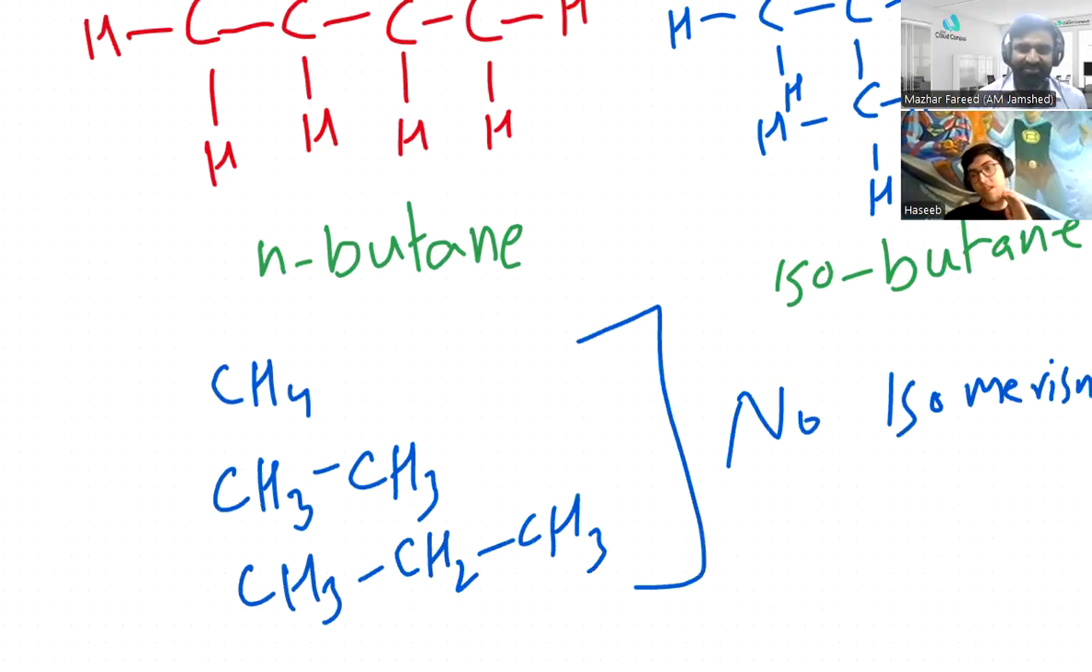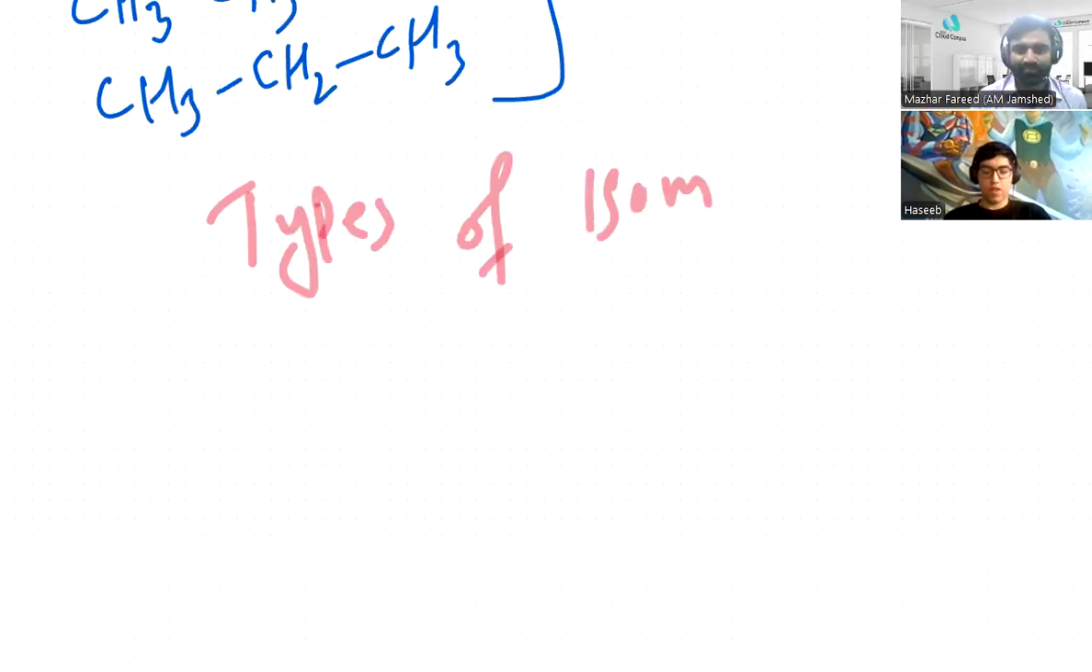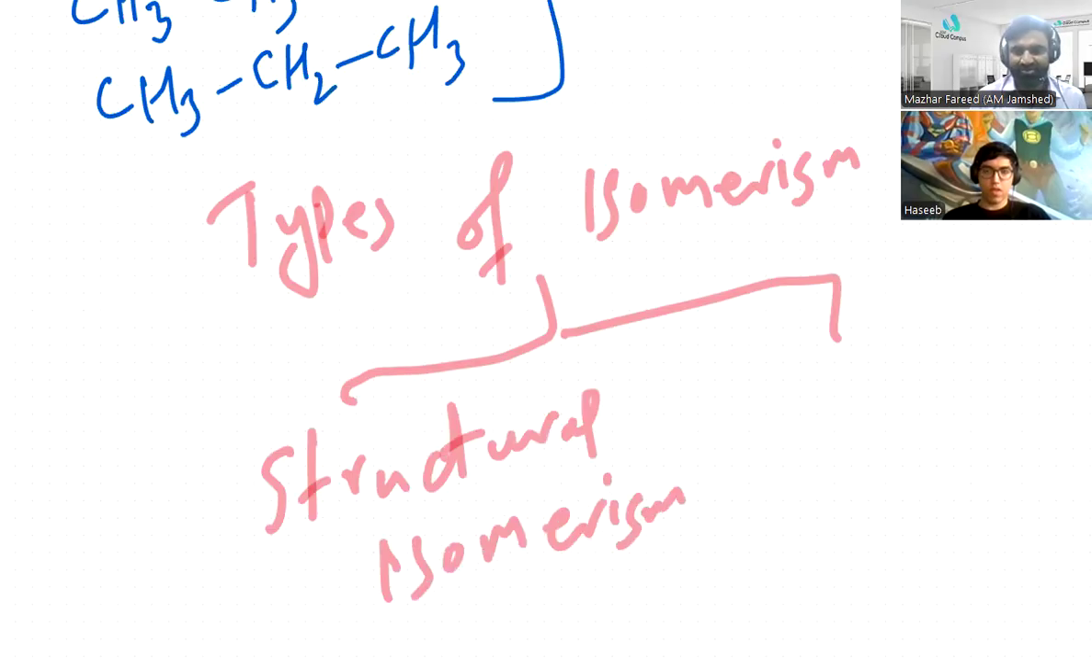Isomerism is divided into two types. We have to discuss the types of isomerism. One type is structural isomerism, and second is cis-trans or geometric isomerism.